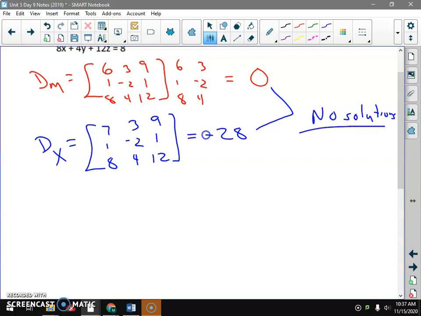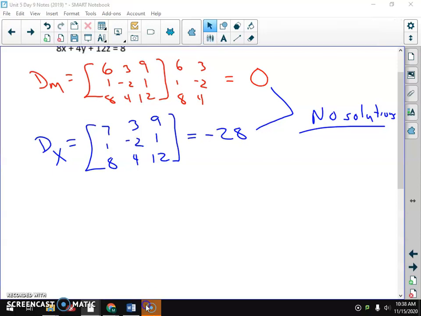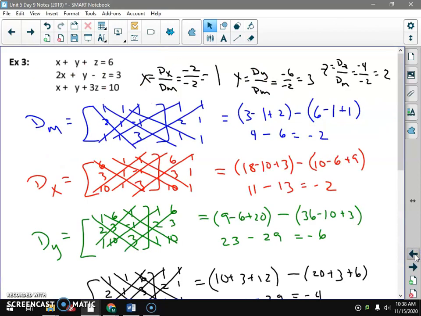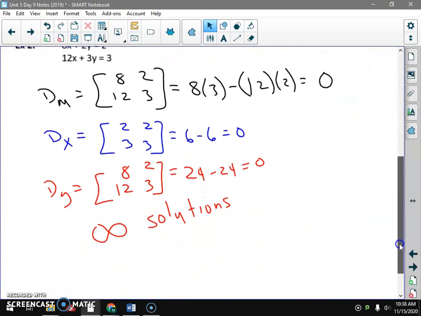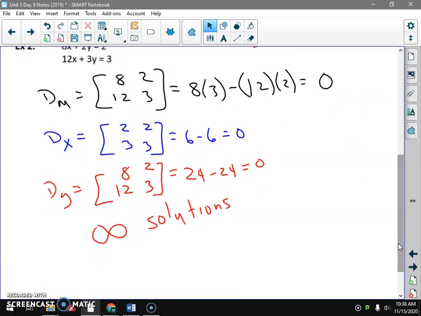All right. Since we got a tiny bit of time left, I was going to take a look at that infinite solution one right here, and we could figure out the pattern.